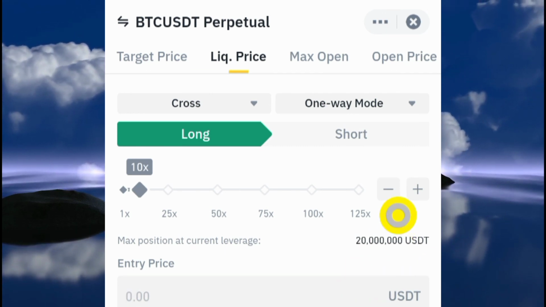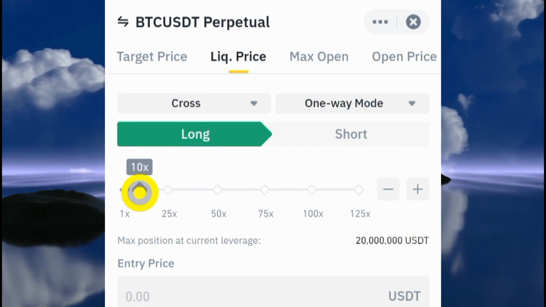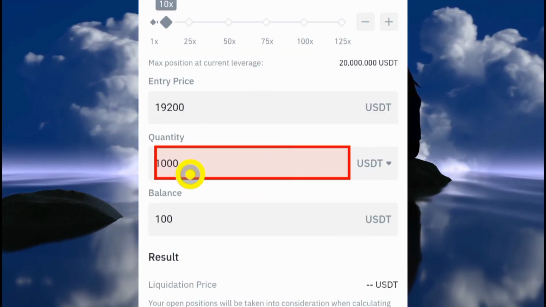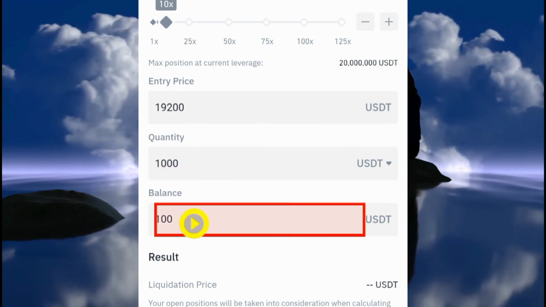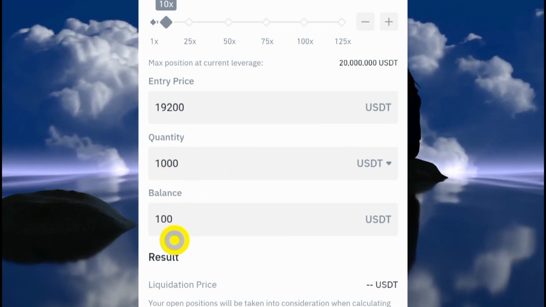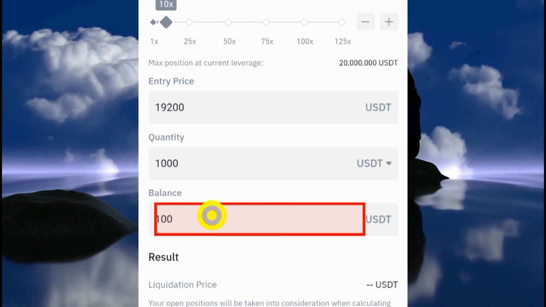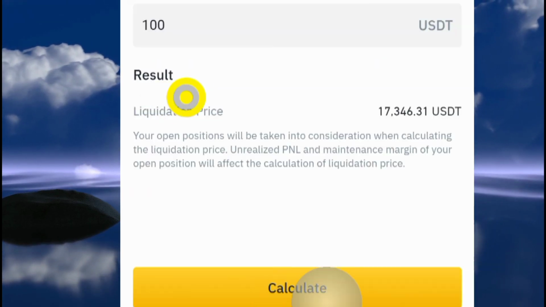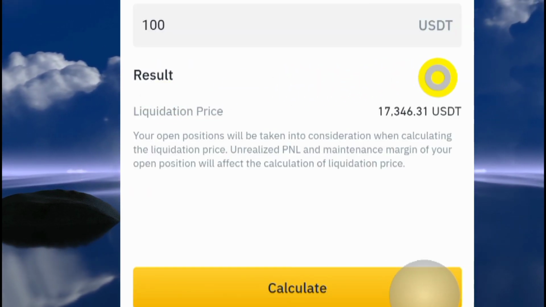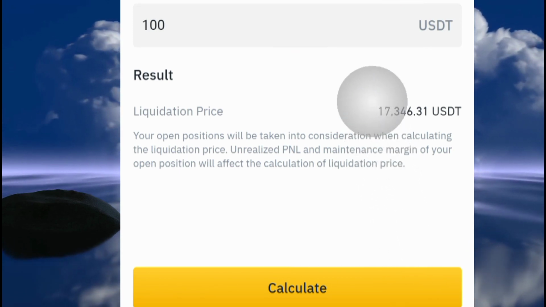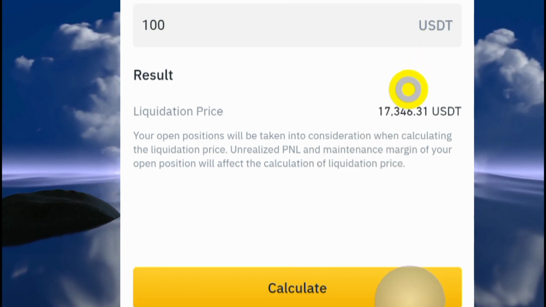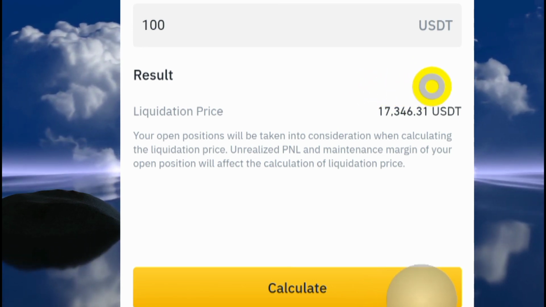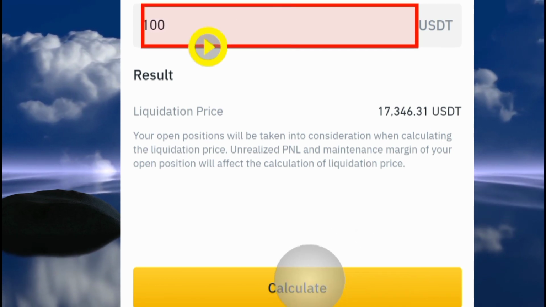So using this plus and minus button here to select the right leverage again, and then if we fill in these other details here, the quantity, which is 1000 USDT, and balance, your wallet balance here, which is 100, because that's the amount of money you want to go into this trade with, and then you click on the calculate button. Boom, you can see here, this right here is your liquidation price. Once the price of Bitcoin drops to the point that the price equals 17,346.31 USDT, you are going to be liquidated. Your position is going to be closed.